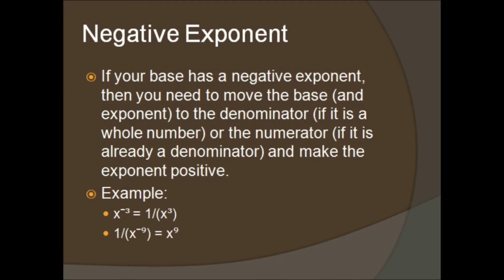If your base has a negative exponent, then you need to move the base and exponent to the denominator if it is a whole number, or to the numerator if it is already a denominator, and make the exponent positive. For example, if we have x to the negative 3rd, it would be the same as saying 1 divided by x to the 3rd. If we had 1 divided by x to the negative 9th, that would be the same as saying x to the 9th.